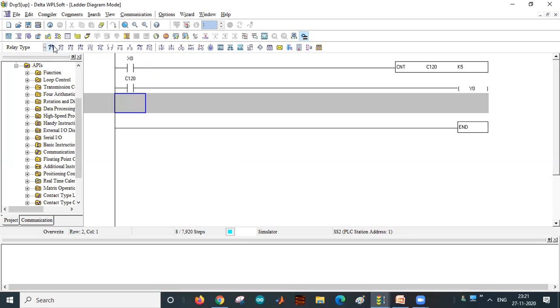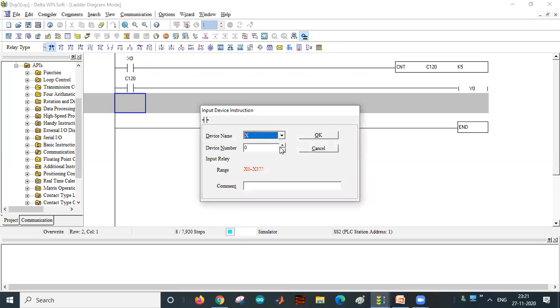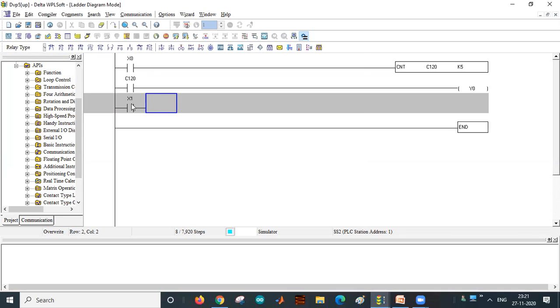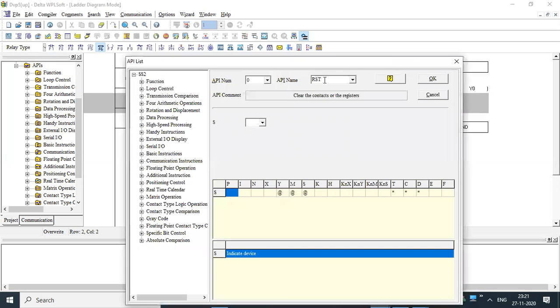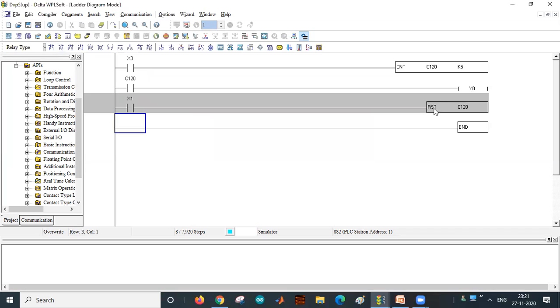Insert 0, and to press the clear button, we were using X1. X1 is connected with the clear button. Whenever you press it, then it will reset the counter, using SP to reset the counter C120. Okay.